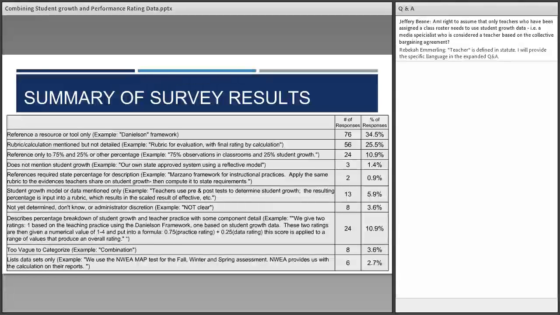Then 8 responses were too vague to categorize. An example of that would be the response of combination. And then there were responses that listed data sets only. For example: we use NWEA MAP for the fall, winter, and spring. NWEA provides calculation for the report. So that was 2.7% of our responses.